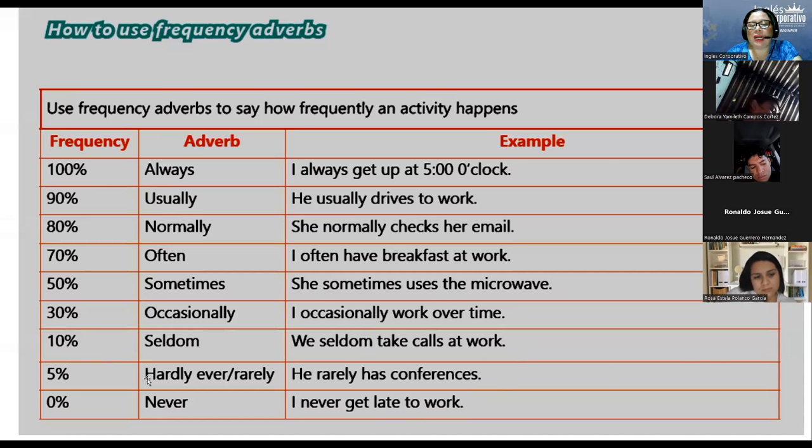What about hardly ever? Hardly ever is very close to never, okay? Very close, but there's once that it happens, right? Maybe it's not probable. Okay, it's not probable that that activity is going to happen. So it's only the 5% of the times. He rarely has conferences. Okay, he rarely has conferences. He could say also, he hardly ever has conferences.